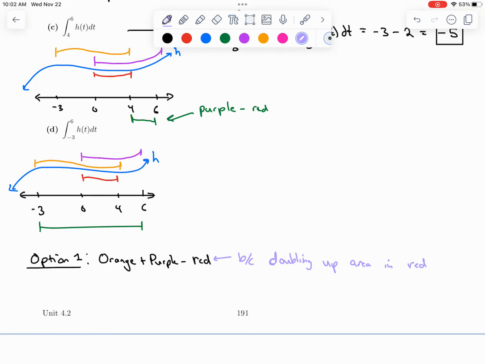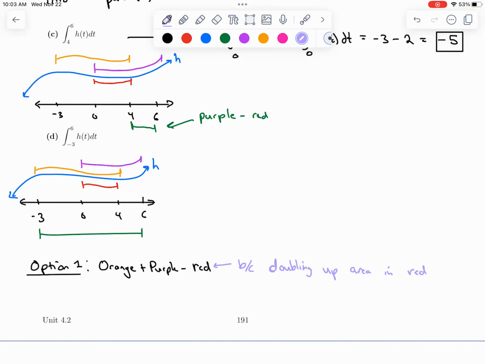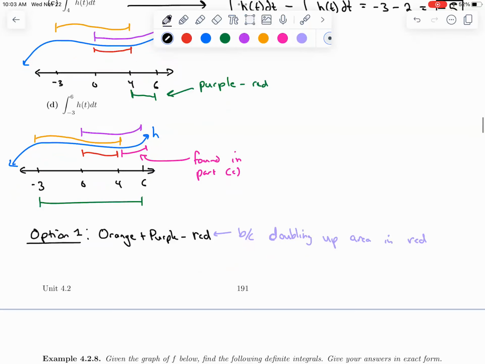That's one option. Now, the other option that I would notice is in part C, we found the integral from 4 to 6. So you could instead do orange plus pink. Option 2 is orange plus pink. Either way, it's going to get you the same answer.